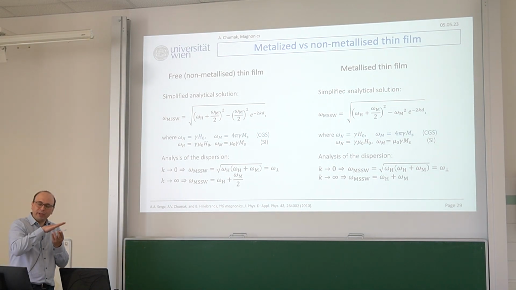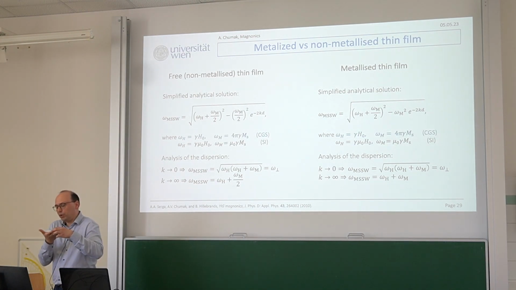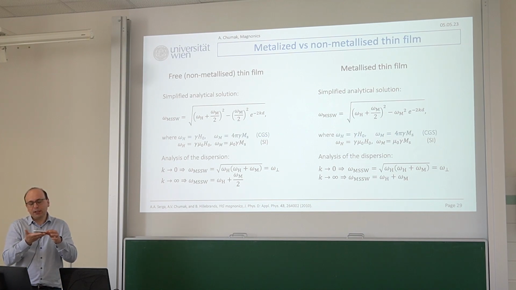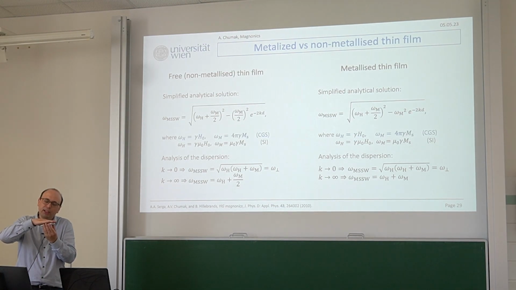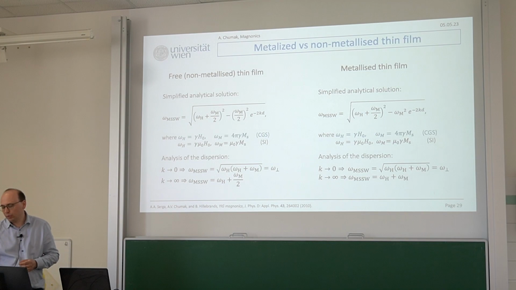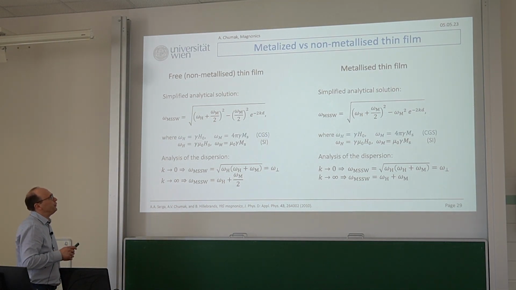And what happens if you metallize your film? For example, yttrium iron garnet, it's hard to metallize it from bottom because usually it's growing on gadolinium garnet substrate. But on top you can metallize it. And then you need, of course, to change boundary conditions for your Walker equation and to solve everything from the beginning.